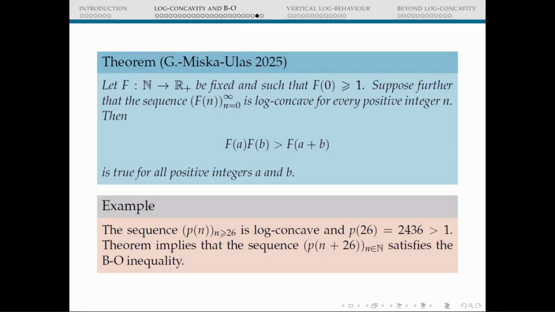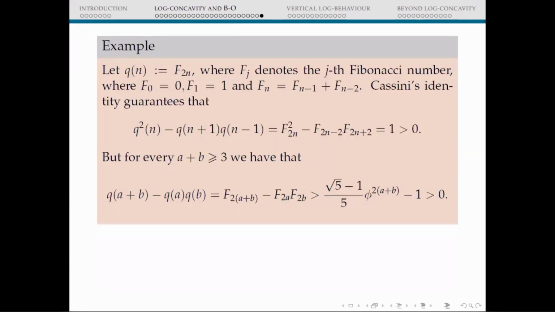So we can take the sequence p of n plus 26. It satisfies the Poisson-Ono inequality for all a and b, but this inequality does not correspond to the original one, because on the left-hand side we will have p of a plus 26 times p of b plus 26 is greater than p of a plus b plus 26, but we need to have 52 on the other side.